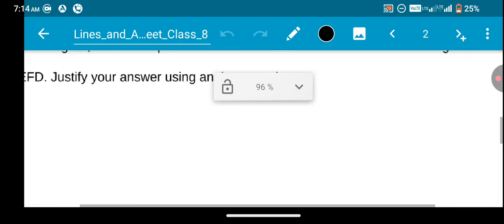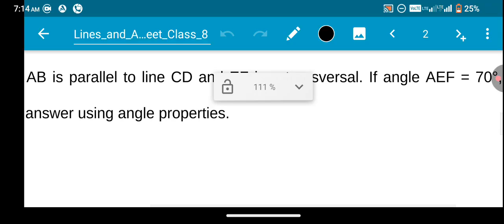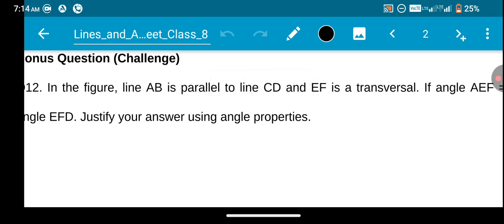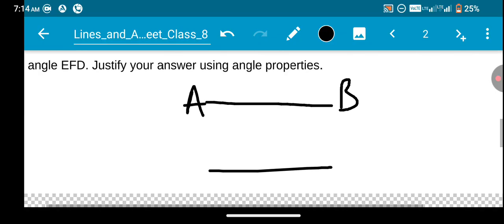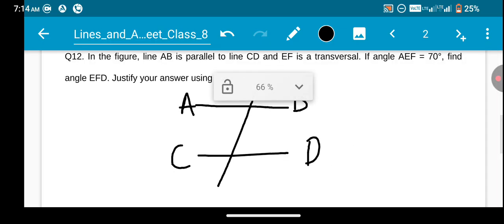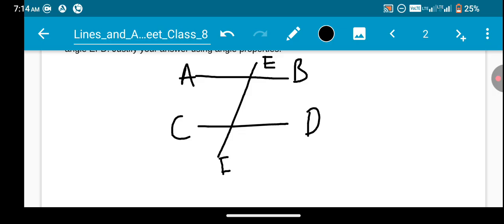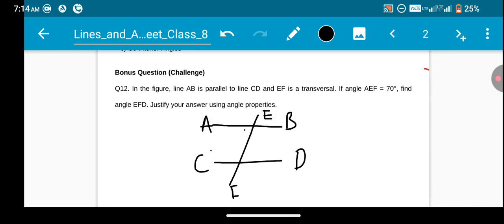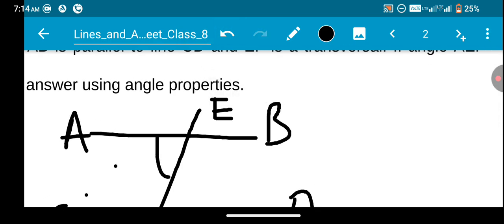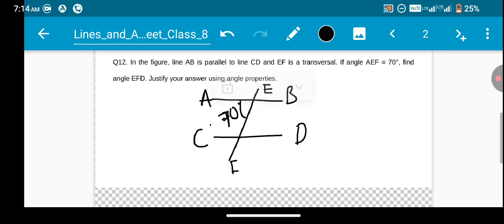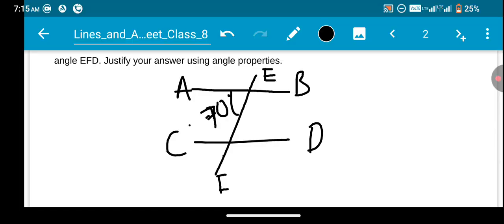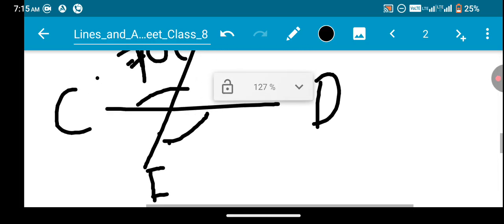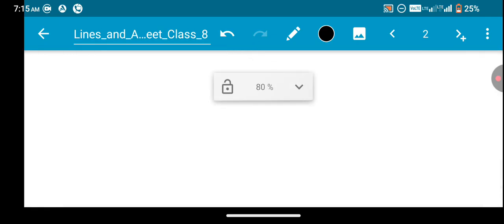Now let's see a challenging question. Line AB is parallel to line CD, and EF is a transversal. If angle AEF is 70, find angle EFD. This you have to find. This will be 180 minus 70, which is 110, and 110 will be the answer. 110 degrees is the answer to the question.